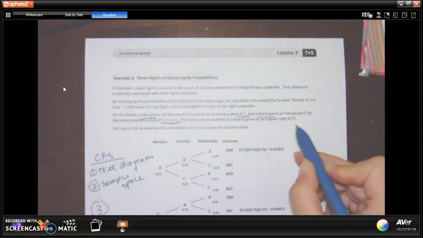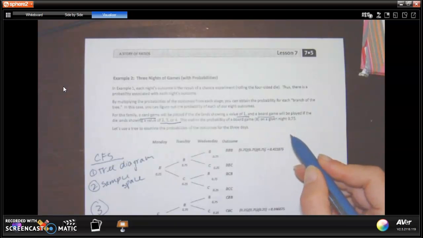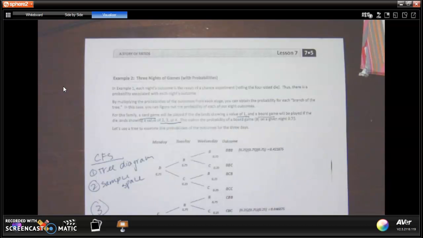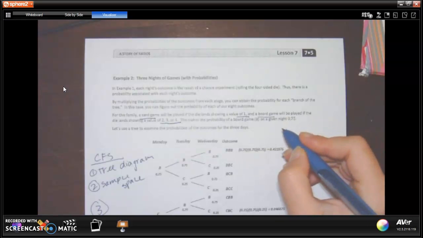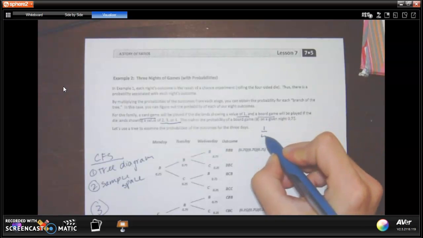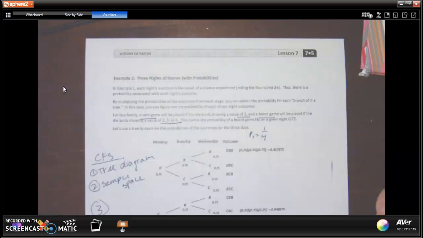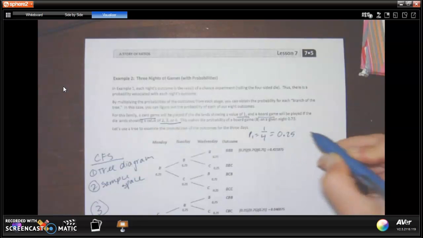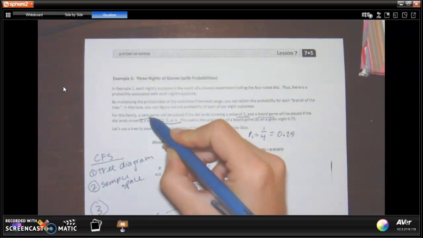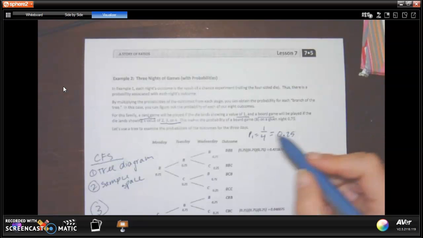So let's think about why the probability of playing a board game is 75 hundredths. If we think about this dice, there are 4 different sides, 4 different numbers that could show up, 4 different outcomes. The probability of it landing on a 1 is 1 out of 4. So that means the probability of us rolling a 1 is 0.25, or the probability of the family playing a card game is 0.25.